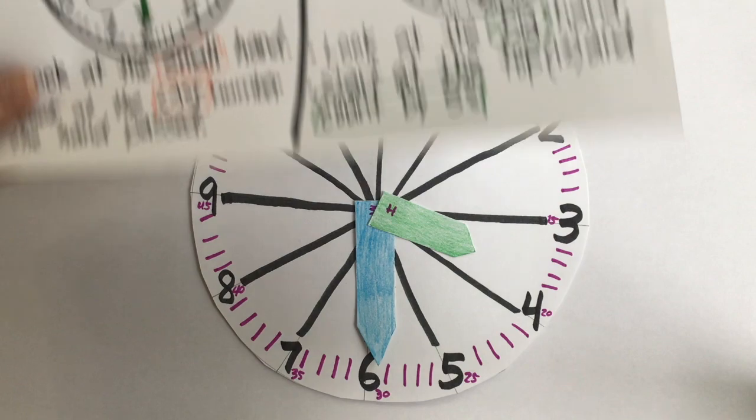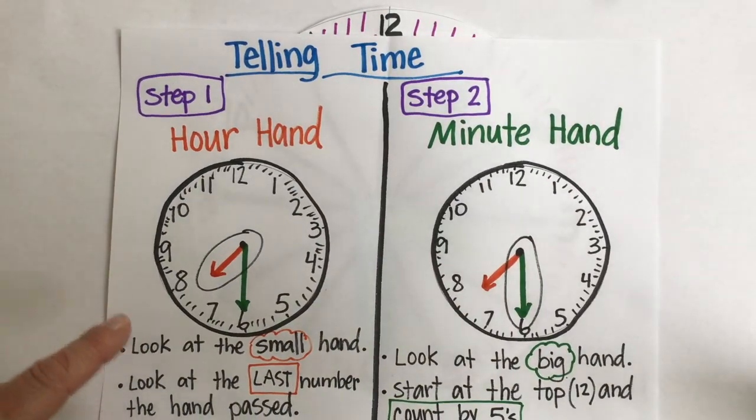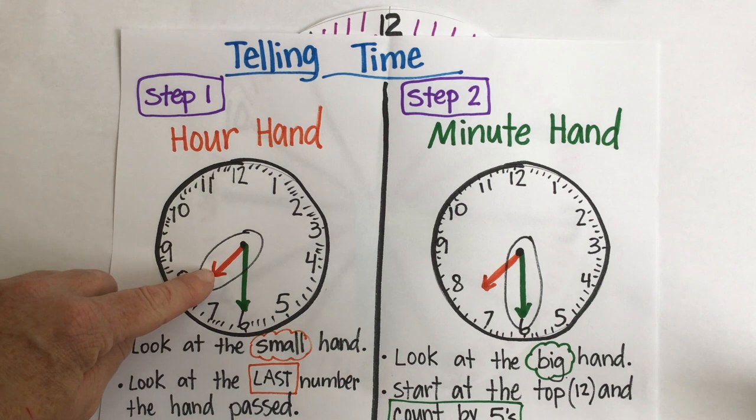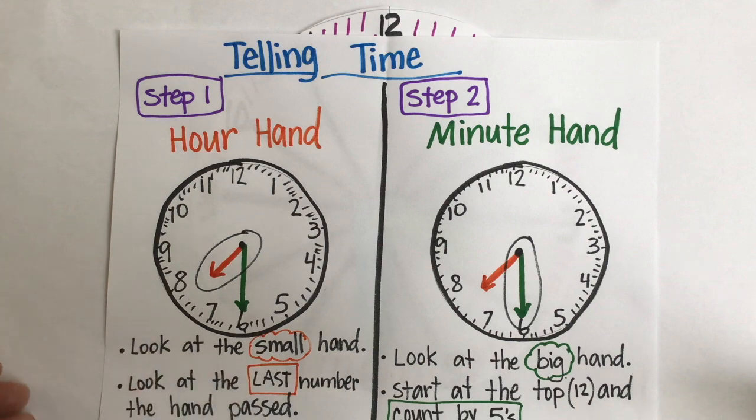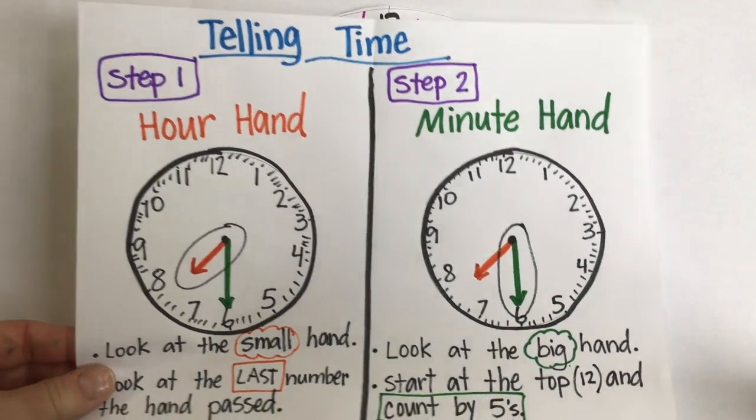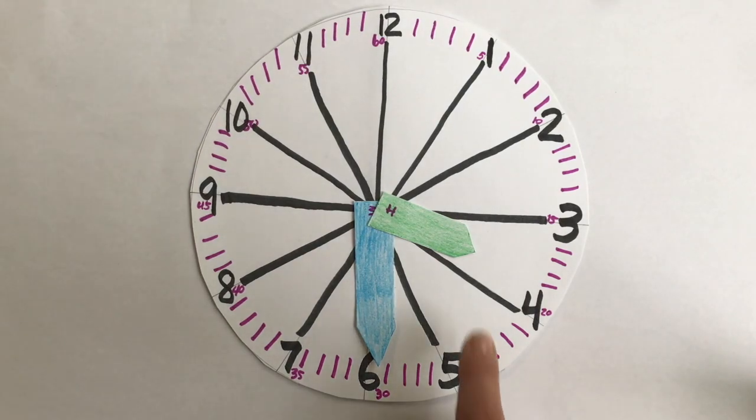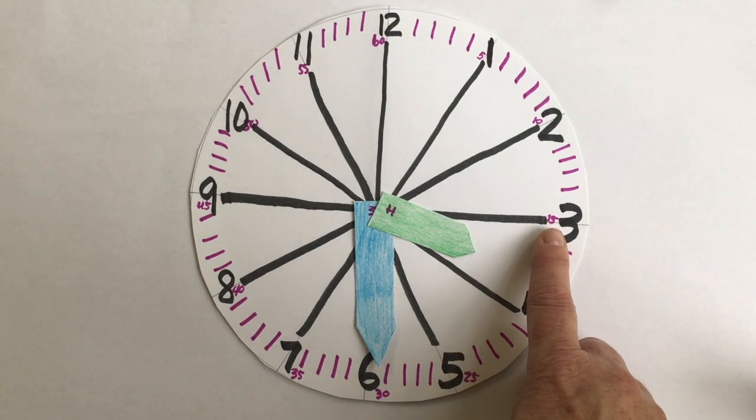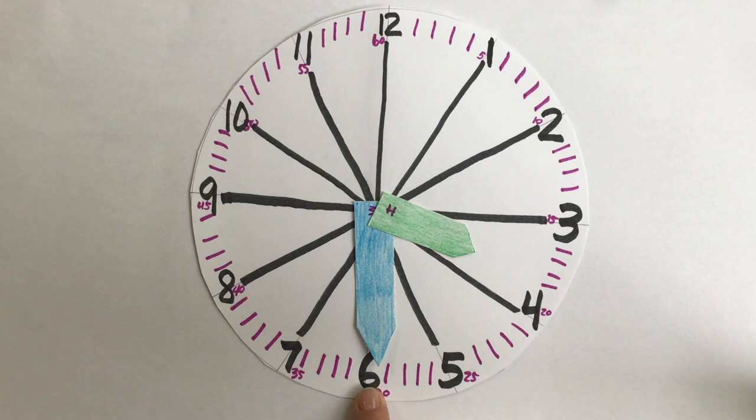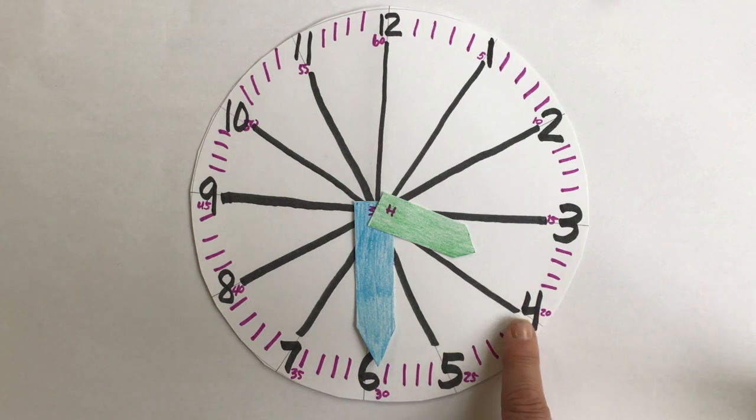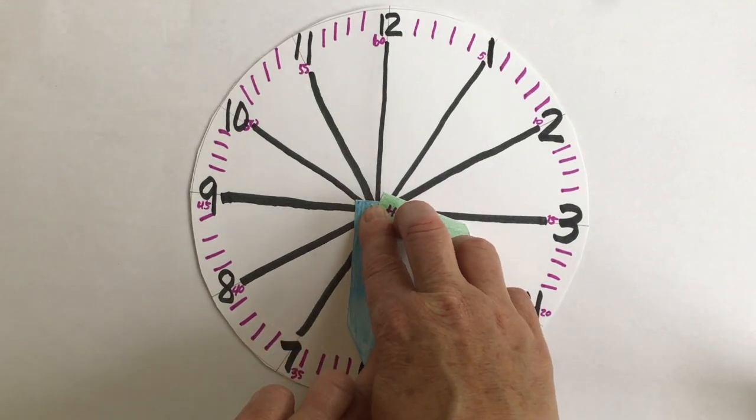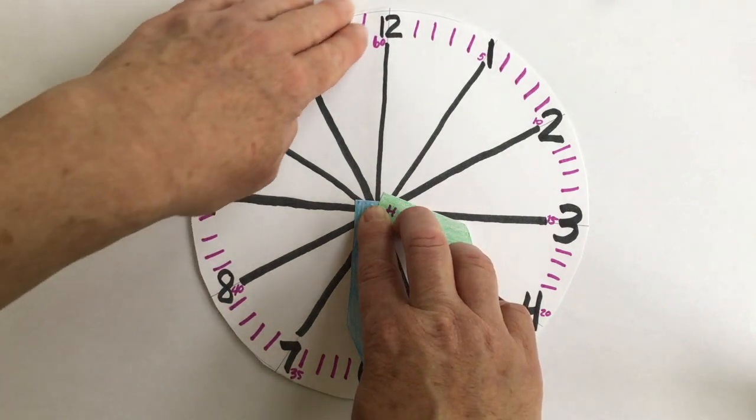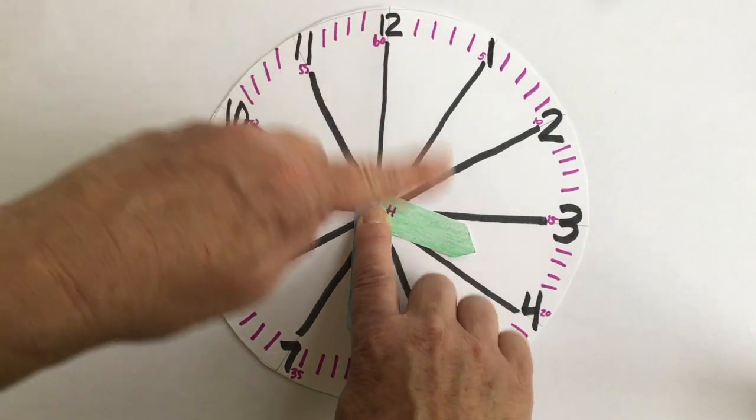So when we tell time, this is where we have to come back and remember our steps. First, look at the hour hand. It's the small hand, and you look at the last number that the hour hand passed. Or you look at the smaller number. It was 3 o'clock when I started walking my dog. And I've walked my dog for half an hour. It's not 4 o'clock yet. If I kept walking my dog for another half an hour, then it would be 4 o'clock.